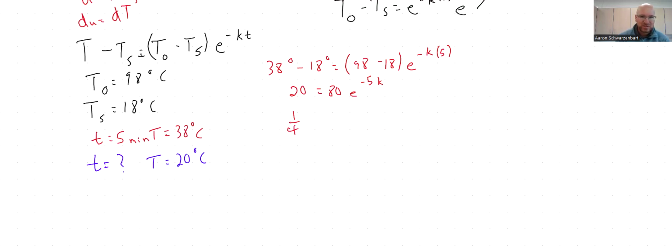So here, let's do this. Divide by 80. 80s cancel. To get rid of my exponent, I will take the natural log of both sides. The ln of e to the negative 5k just becomes negative 5k.